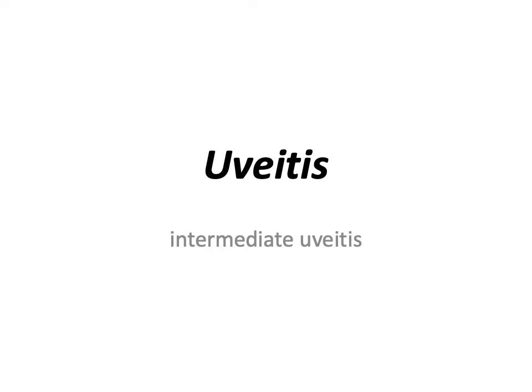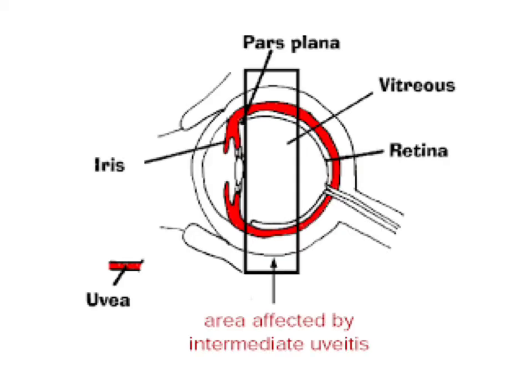Now we will continue with the second type of uveitis, which is intermediate uveitis. Intermediate uveitis is inflammation of the pars plana of the ciliary body with inflammation of the extreme periphery of the retina and the choroid. In between these areas there is the anterior vitreous, so the anterior vitreous will also be affected in intermediate uveitis.